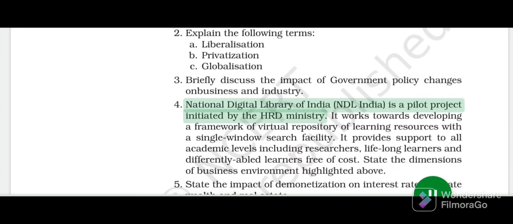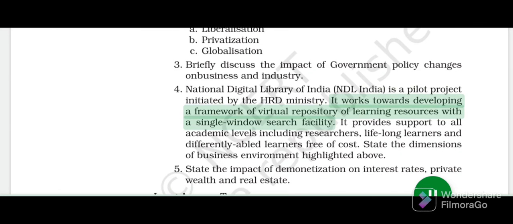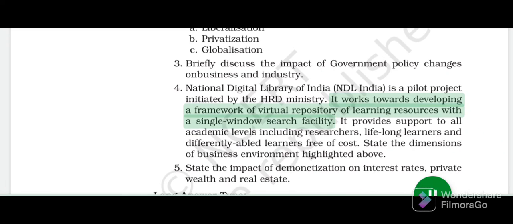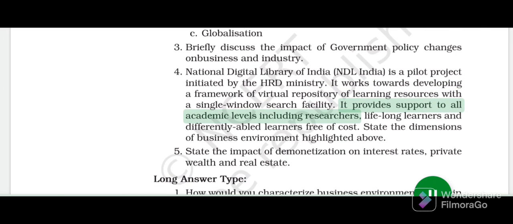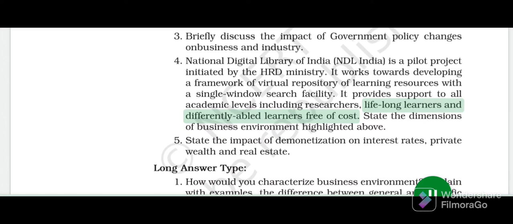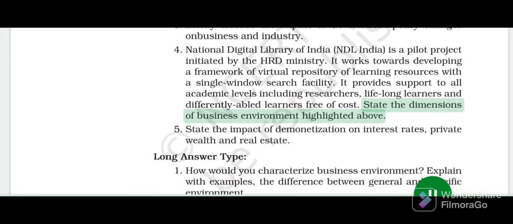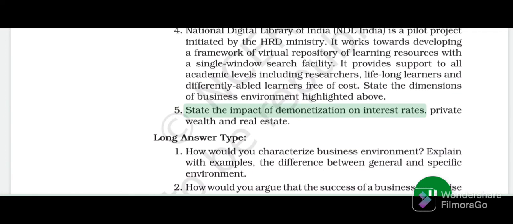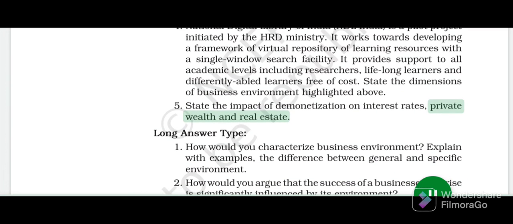4. National Digital Library of India (NDL India) is a pilot project initiated by the HRD Ministry. It works towards developing a framework of virtual repository of learning resources with a single window search facility. It provides support to all academic levels including researchers, lifelong learners and differently abled learners free of cost. State the dimensions of business environment highlighted above. 5. State the impact of demonetization on interest rates, private wealth and real estate.